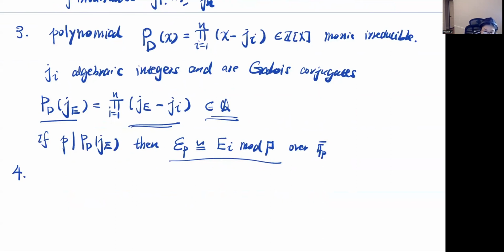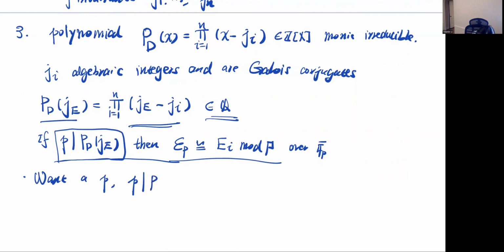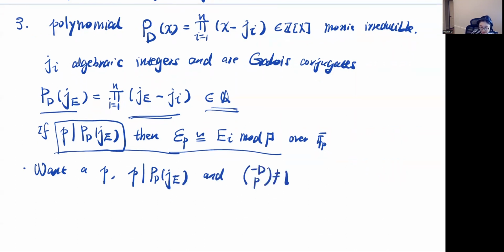Okay. So then the fourth step is to show that. Now let's think about what we want to show. We want to show that there exists a P that divides the numerator of J(E), and P is inert. Let's recall what we want to prove: a P such that P divides the numerator exactly, and minus d over P is not 1, it does not split, right?